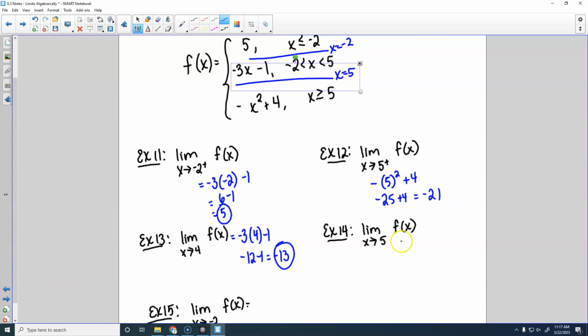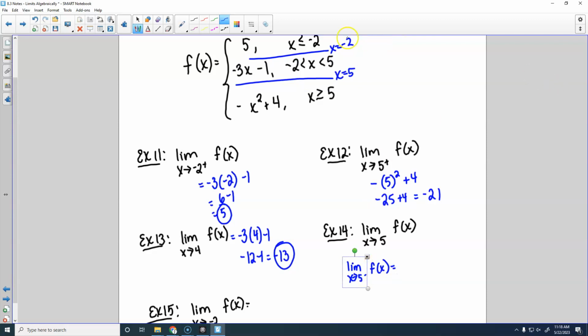So if they ask me about the limit as x approaches 5 of f of x, okay, I've already found the limit as x approaches 5 from the right. In order to find the limit as x approaches 5, I need to know both sides. So I need to know the limit as x approaches 5 from the right, which I already have, and the limit as x approaches 5 from the left, which I don't know yet. So limit as x approaches 5 from the left of f of x.